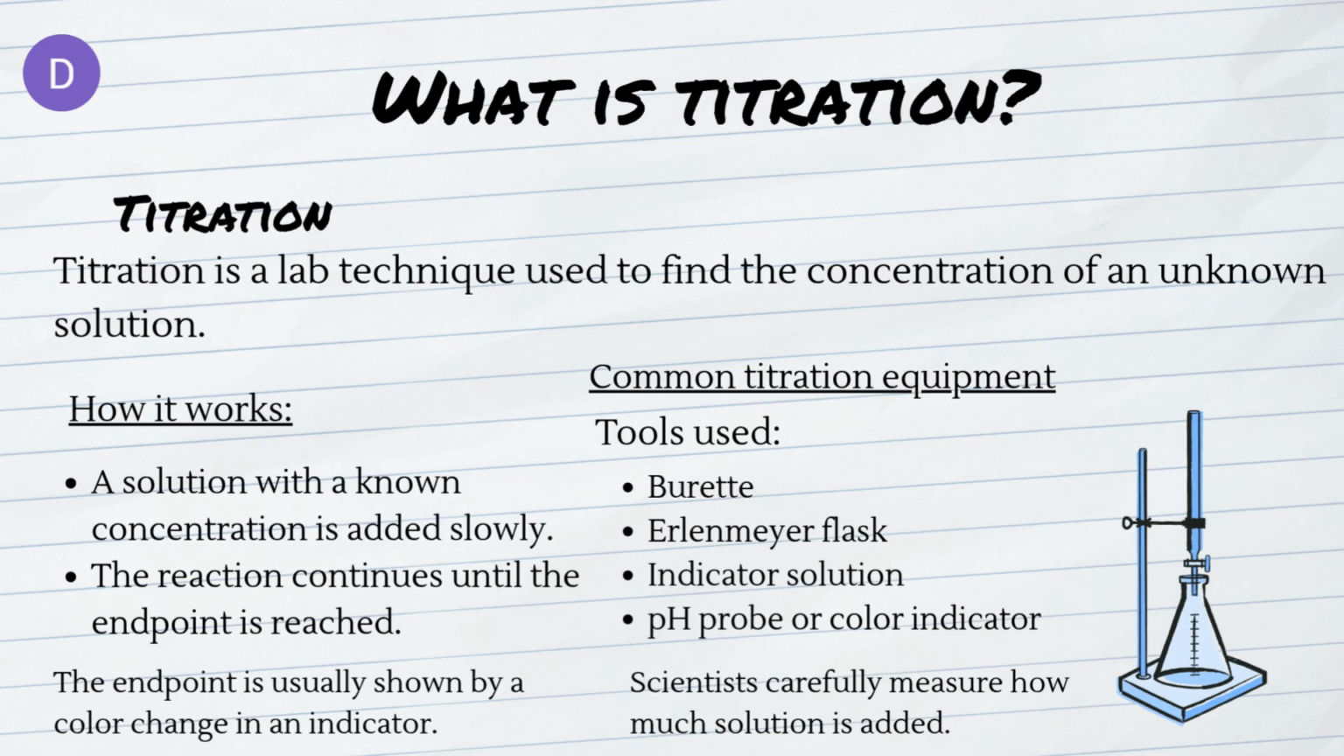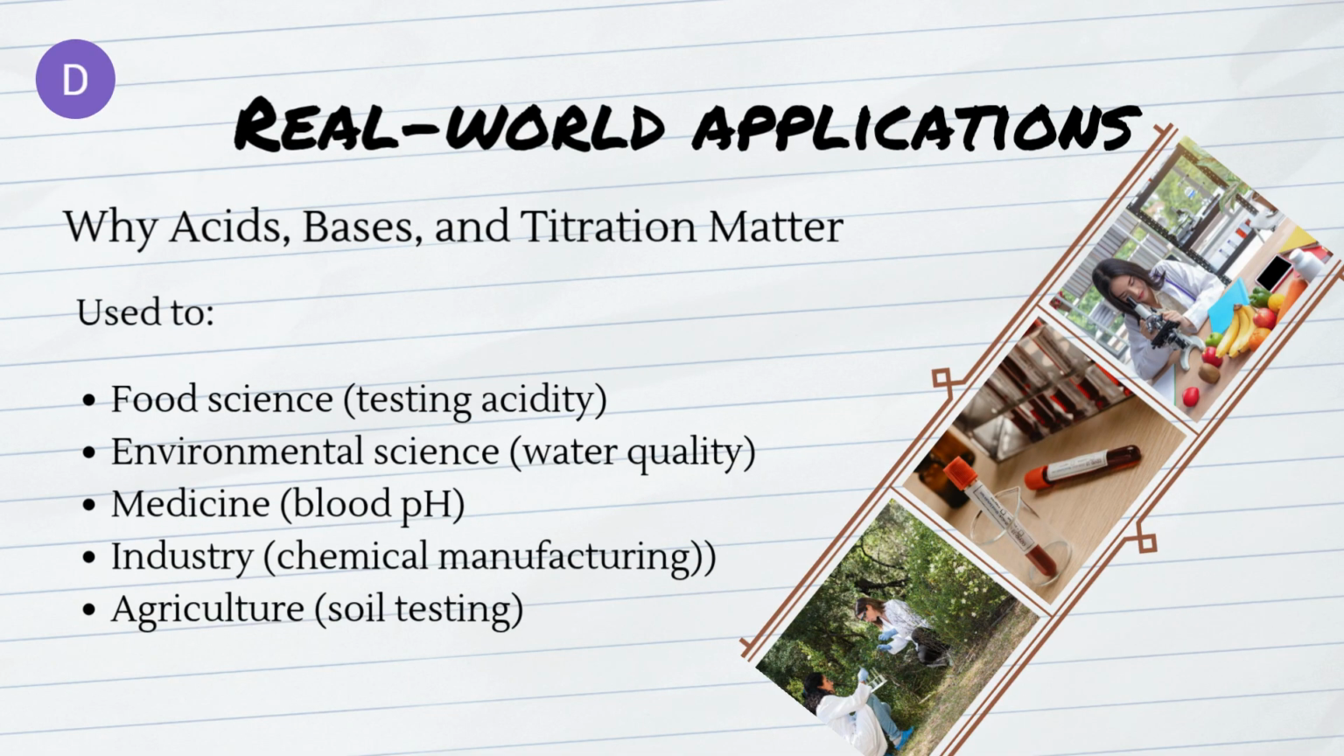So, in simple terms, titration allows us to find out how concentrated an unknown solution is by reacting it with a solution of known concentration and carefully measuring how much is required. And finally, these are some real world applications.